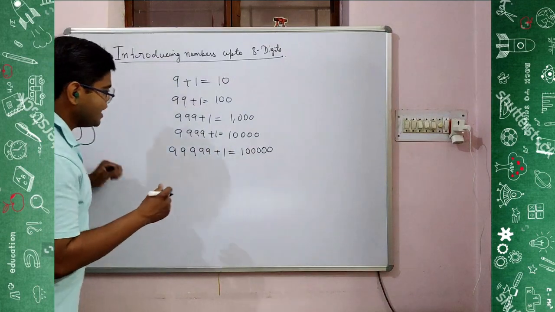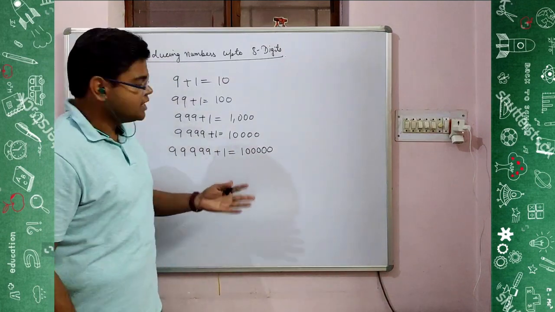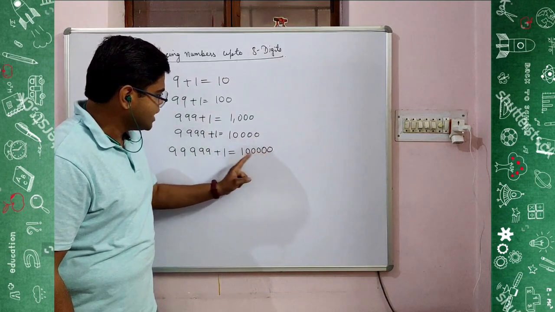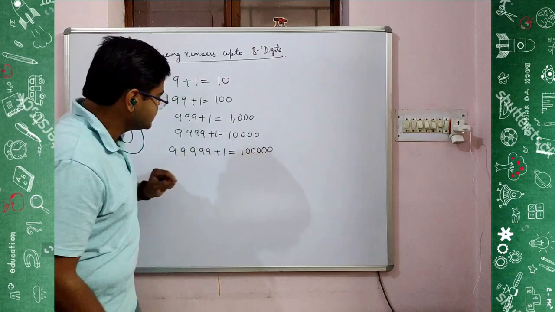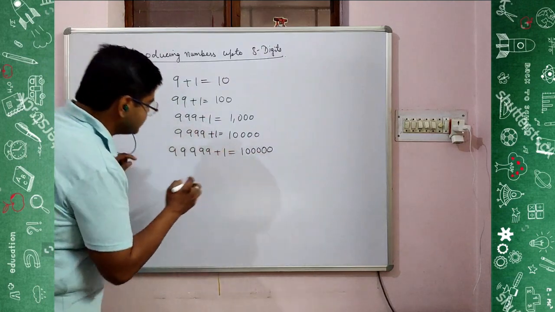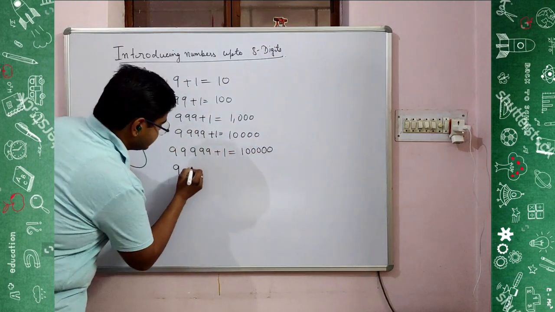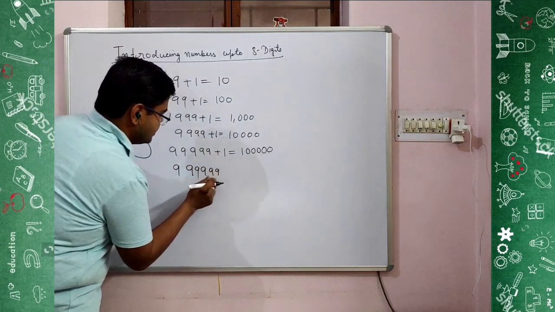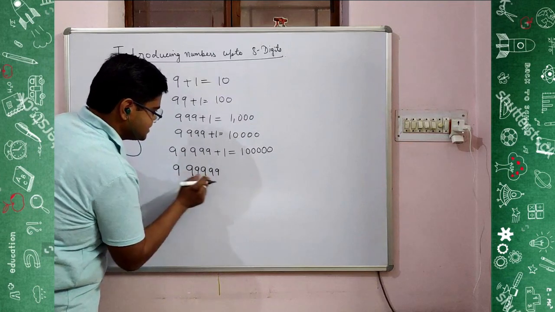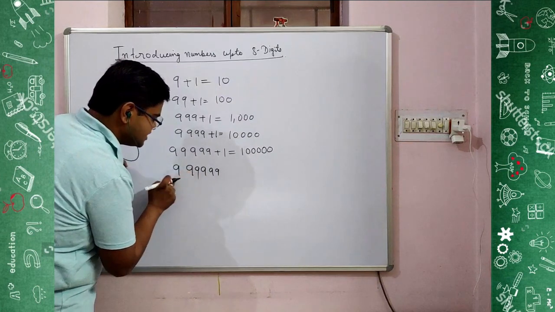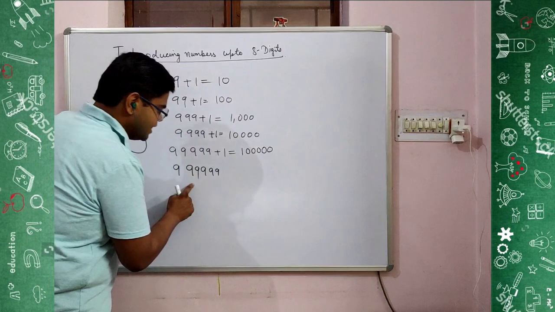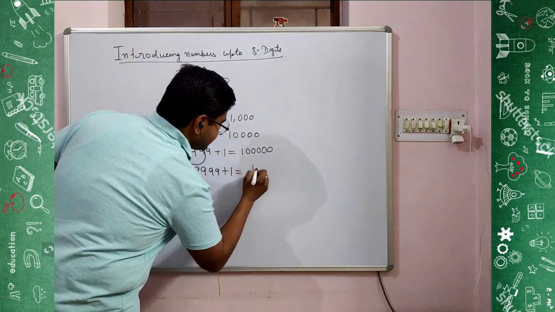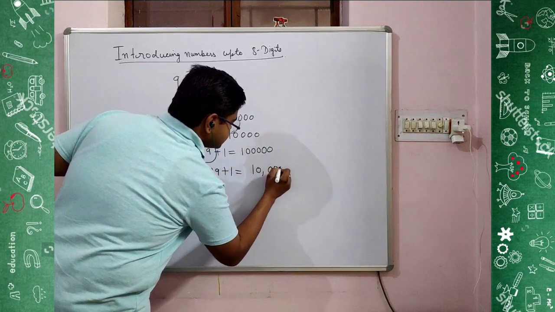Now, if we want to find the smallest 7-digit number, how will we do it? Yes, we will add 1 to the largest 6-digit number. So what will be the greatest 6-digit number? 9 lakh 99,999. And if we add 1 to it, it will become 10 lakh.